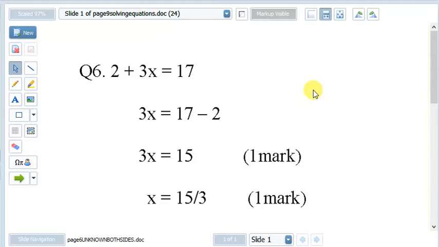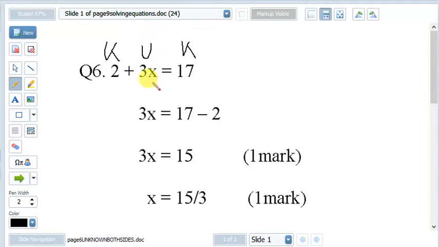Okay, so question 6 now. And again, relatively straightforward, but we'll go through it anyway. So 2 is known, 3x is unknown, and 17 is known. So the u in this case is here, and the k is here. So we've got to circle it and move it across to the other side. So a positive 2 becomes a negative 2 when we move it across the equal sign to the other side.